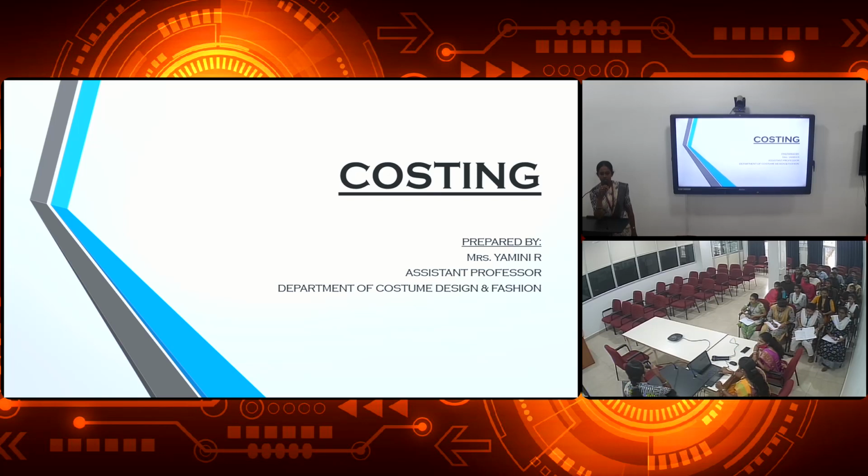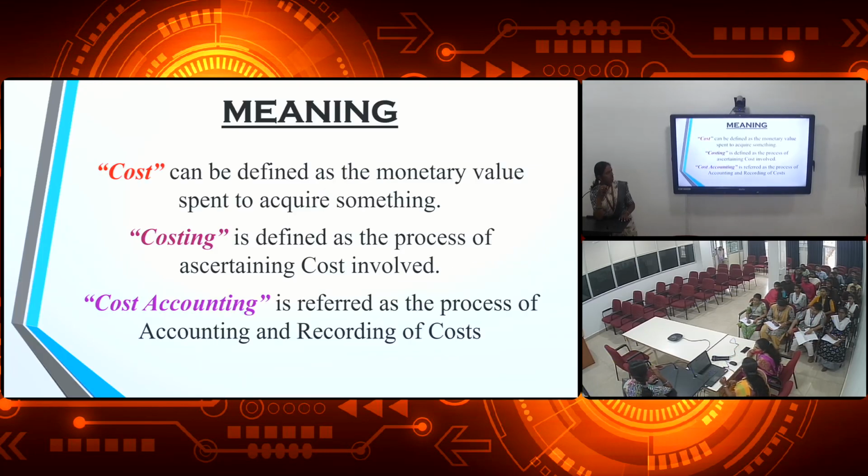So in apparel marketing, for the second unit and for the development of the industry or company, we need costing. What is meant by cost? Cost can be defined as the monetary value spent to acquire something. What is meant by that? So cost is the thing which we use to get something or to buy something. Is it right? Yes. Then what is meant by costing?